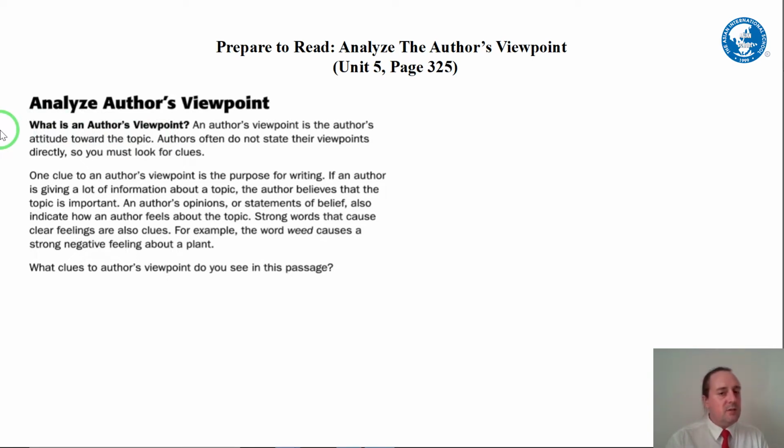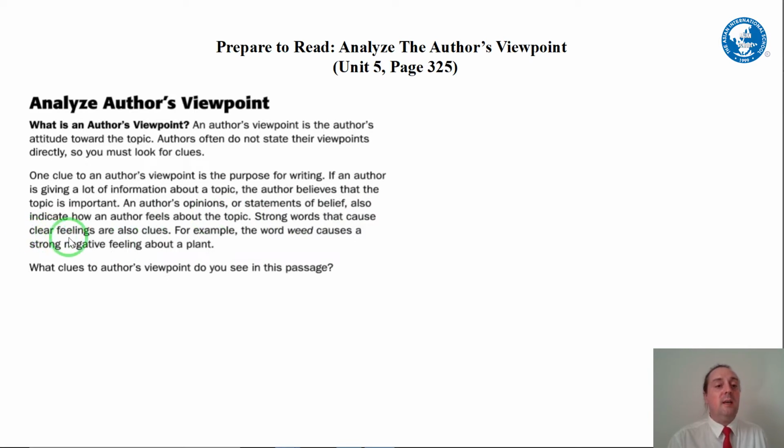They sometimes don't say it directly, so we need to look for clues. One clue to the author's viewpoint is the purpose for writing. Why is the writing happening? They may give a lot of information about a topic, or they may believe that the topic is important. So their opinion or statement of belief indicates how the author feels about the topic.